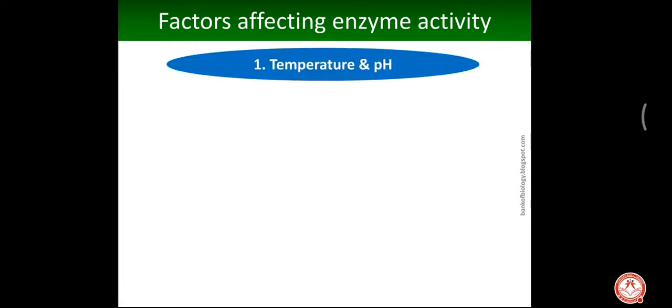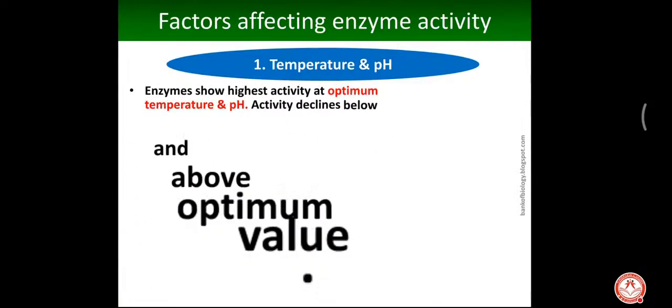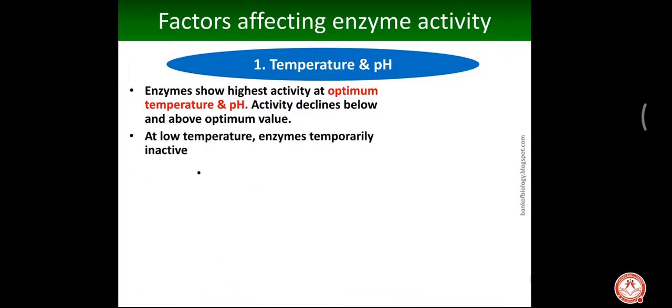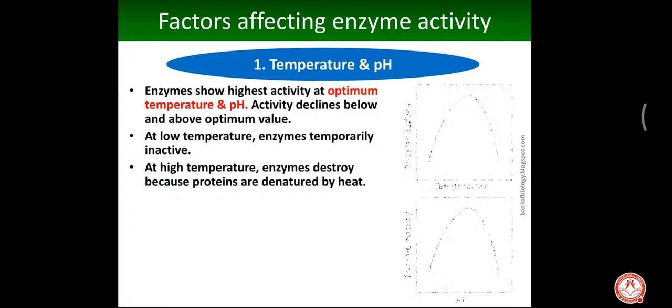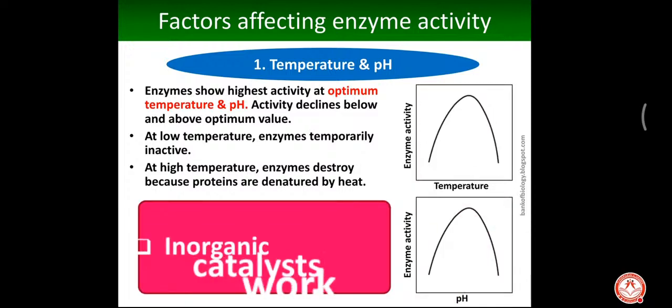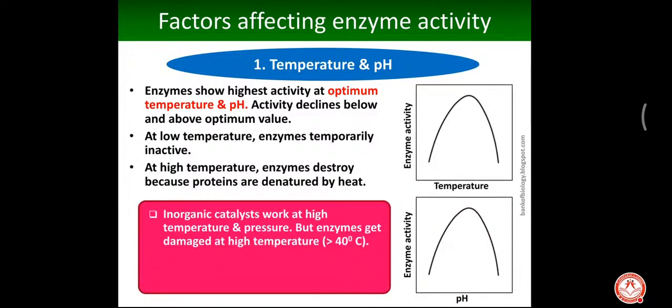Factors affecting enzyme activity. First is temperature and pH. Enzyme shows highest activity at optimum temperature and pH. Activity declines below and above the optimum value. At lower temperature, the enzyme is temporarily inactive. At higher temperature, enzymes are destroyed because proteins denature by heat, as proteins contain very weak bonds, that is, hydrogen bonds. These are the graphs of enzyme activity.